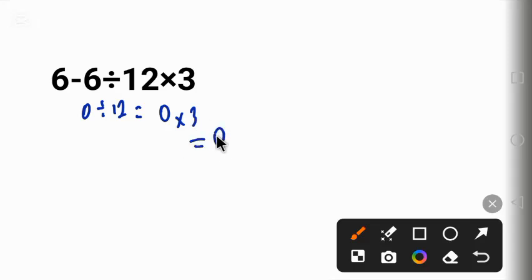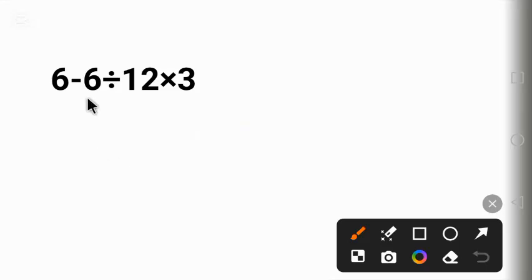finally give us 0. This is wrong because according to order of operation, division and multiplication have higher priority than subtraction, and in this case we begin with subtraction. That is why the answer is wrong. We ought to solve the division and multiplication before we solve the subtraction. Having said that, let's solve it together.